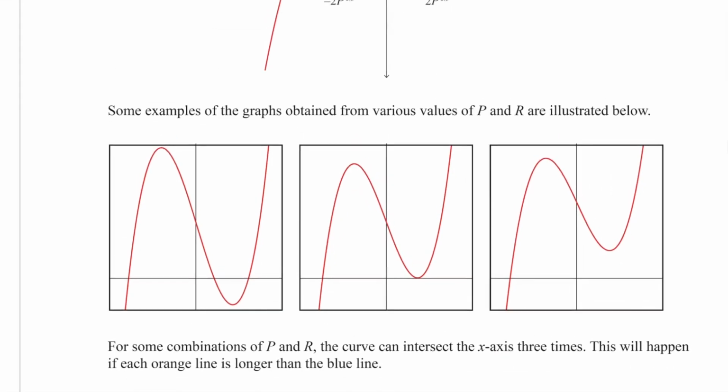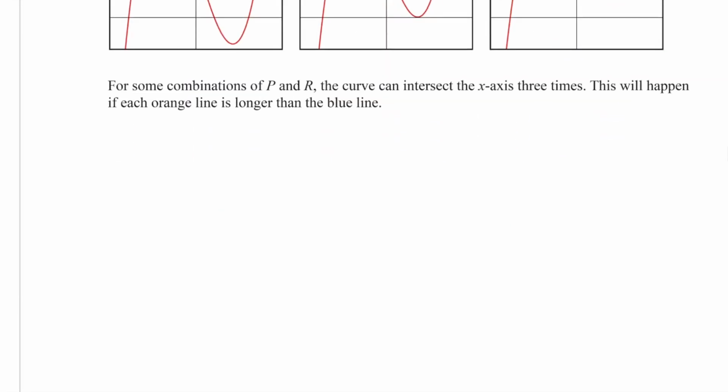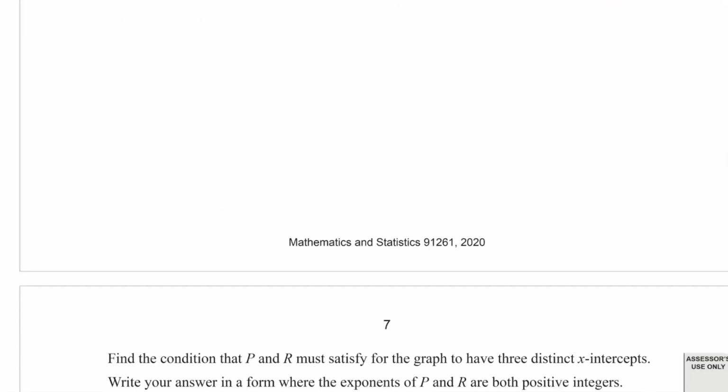And for some combination of P and R, the curve can intersect the x-axis 3 times. This will happen if each orange line is longer than the blue line. Now we need to find the exact values or the condition for P and R for it to have 3 distinct x-intercepts.